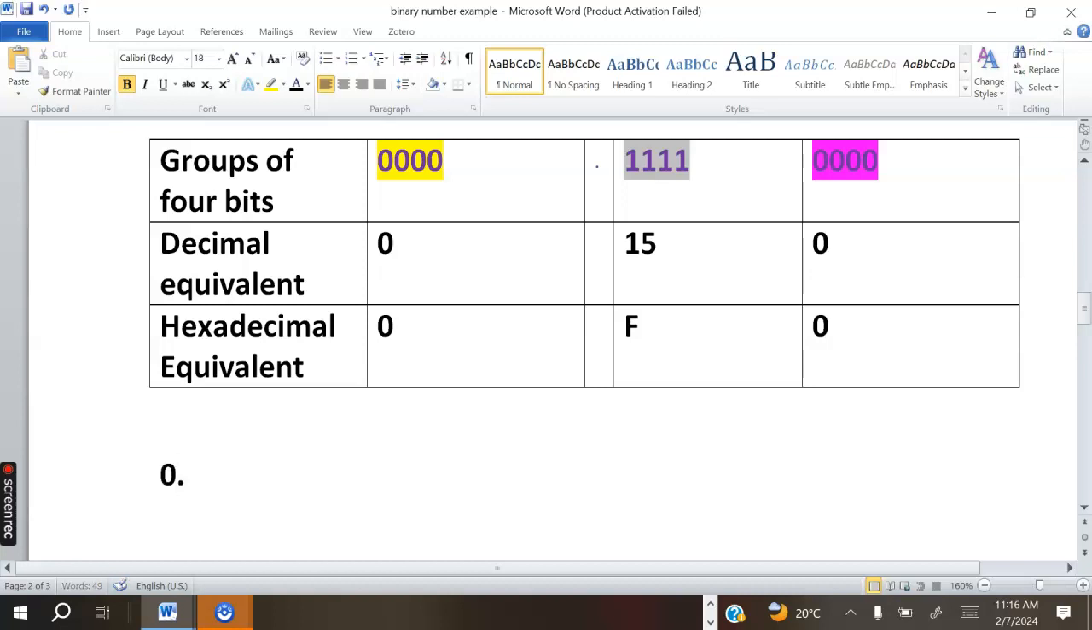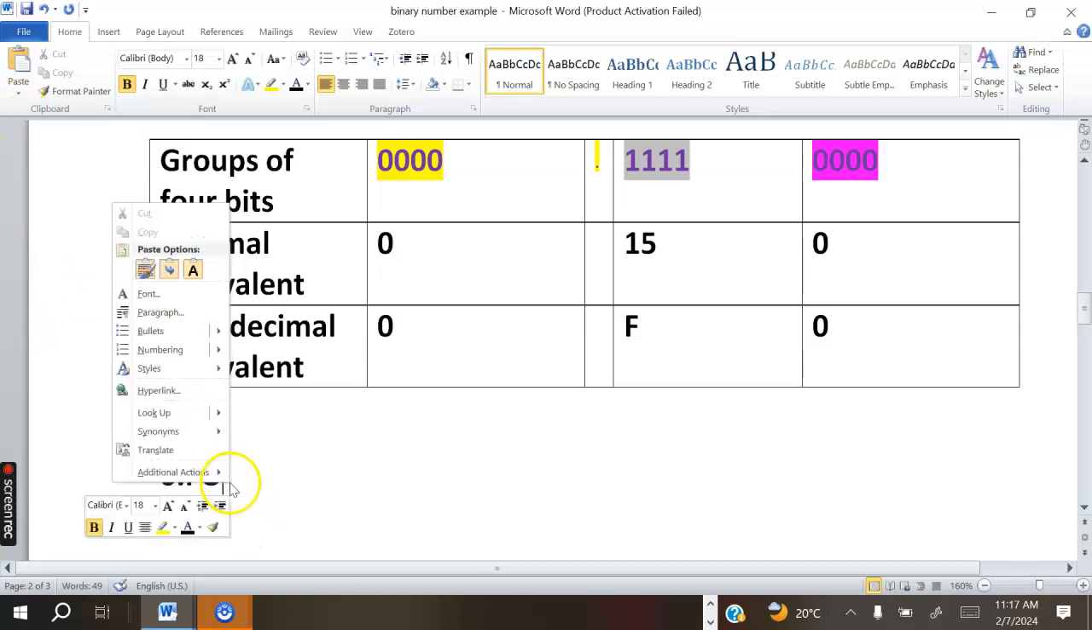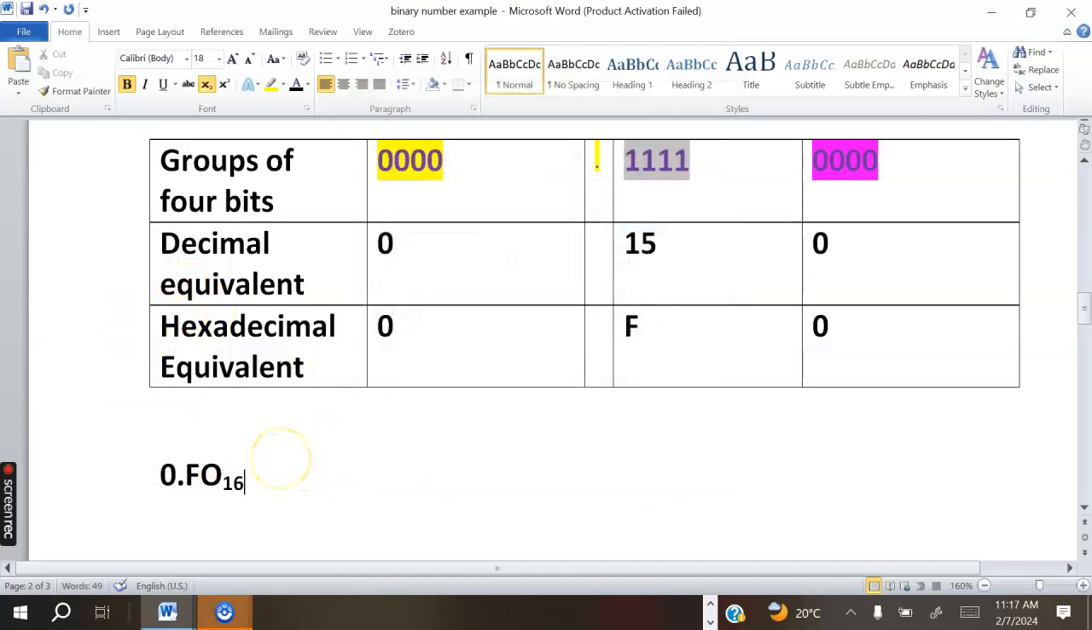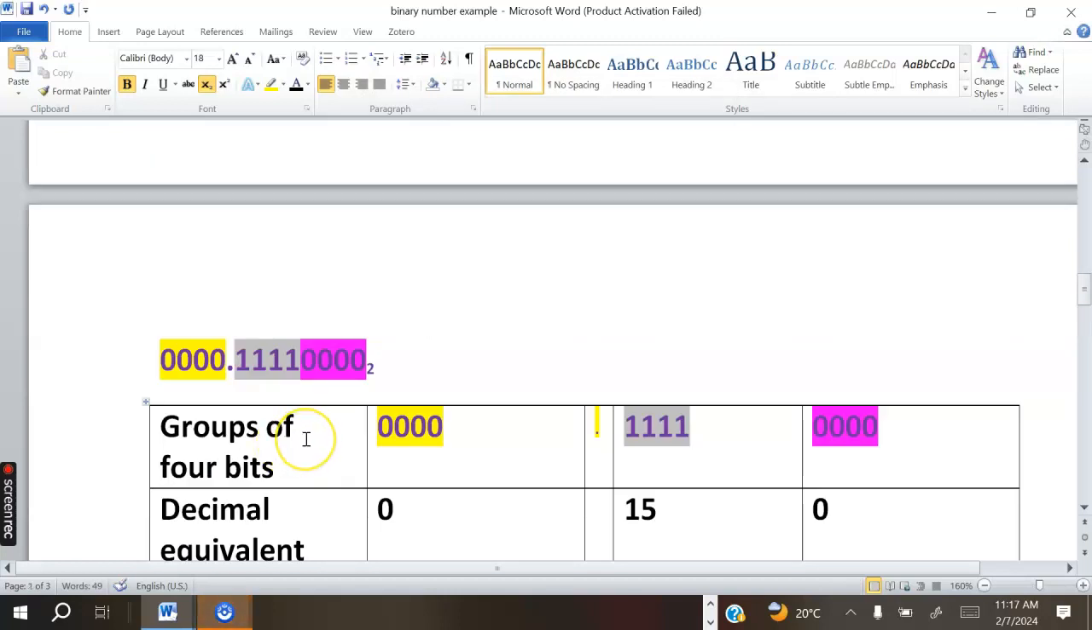0 point. Don't forget the point. This is the point where we have the point. Then we have F and 0. Then we give it the base. Remember the rules for the base. The base is supposed to be base 16. Base 16, just like that. So those are the rules that we follow.